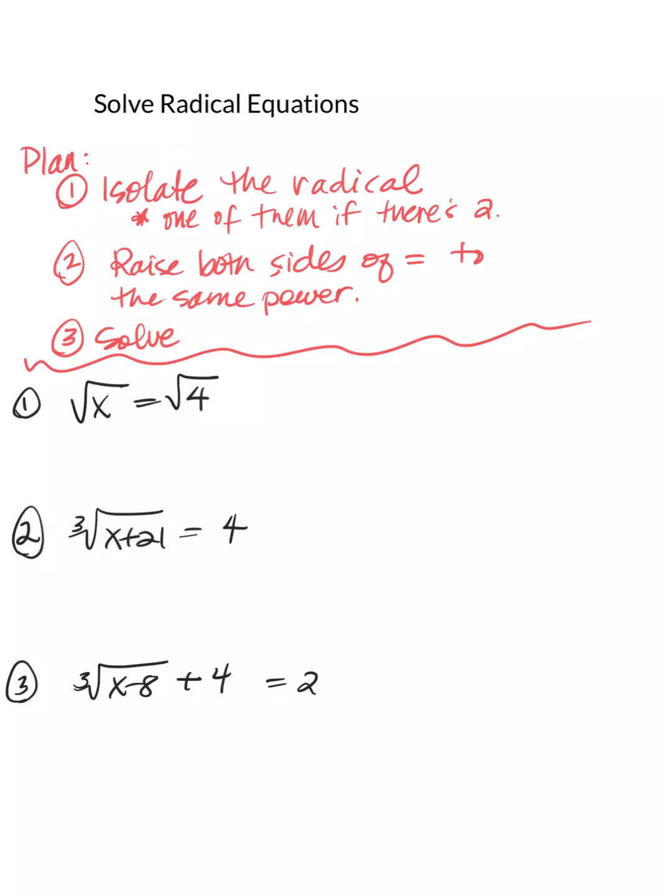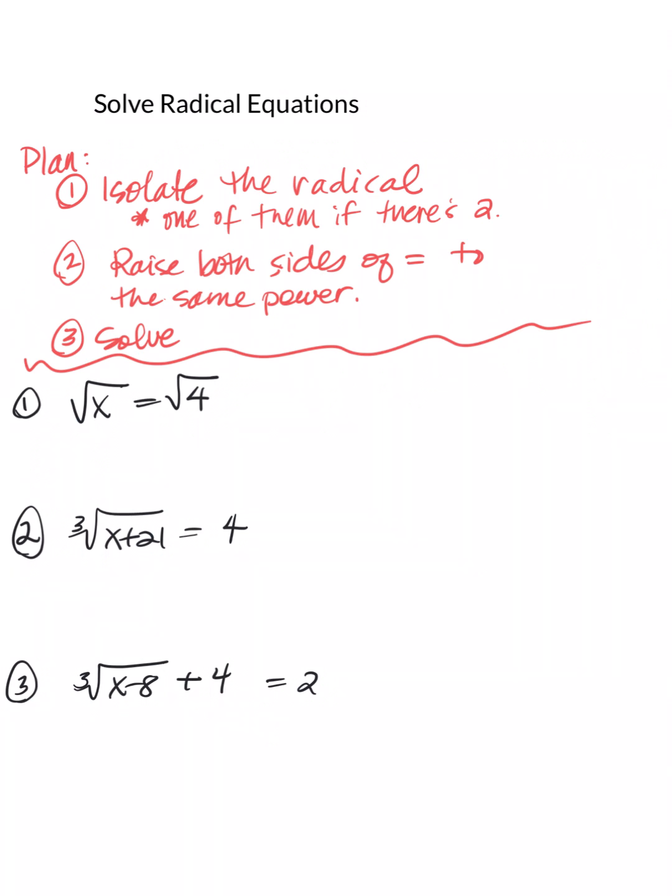All right, in 14.2, we're going to solve radical equations. So here's the game plan. We're going to isolate the radical, make sure there's only radicals on one of them on each side of the equal sign if there's two, and then raise both sides of the equal sign to the same power, whatever it takes to get rid of the radical, and then you're going to solve it.